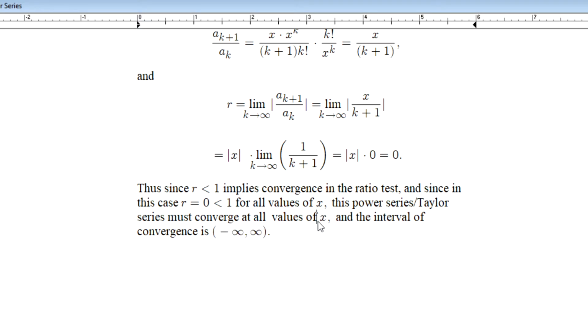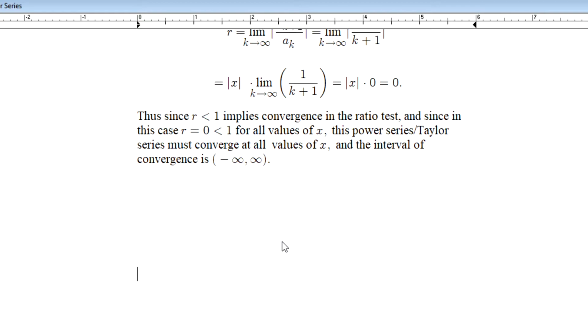There are no boundaries on our values of x that will cause the test to produce a divergent result. Regardless of our value of x, r will always equal 0, which produces this convergence result in the test. So in this case of the Taylor series, it is convergent everywhere.